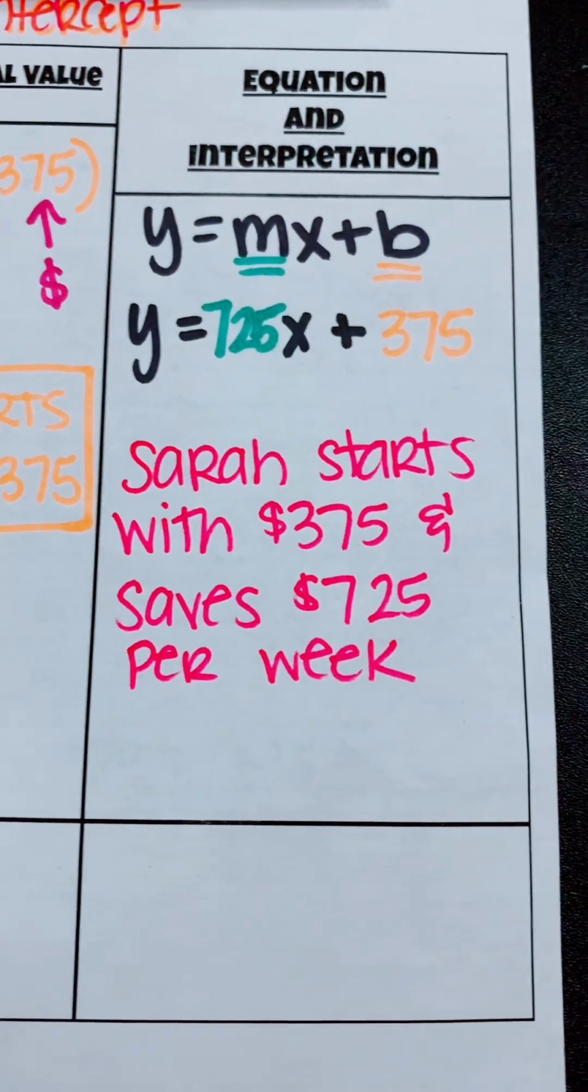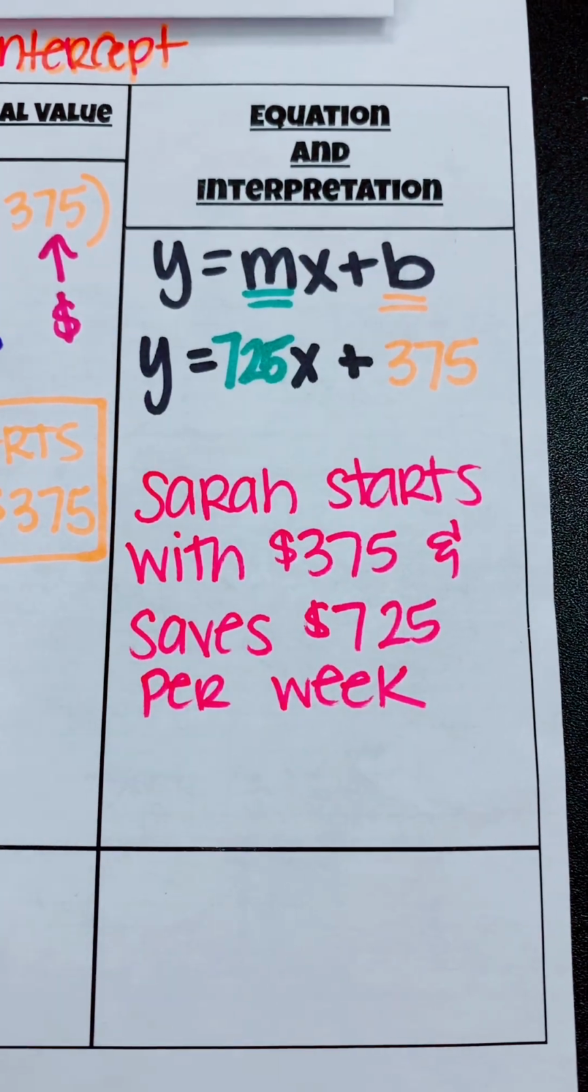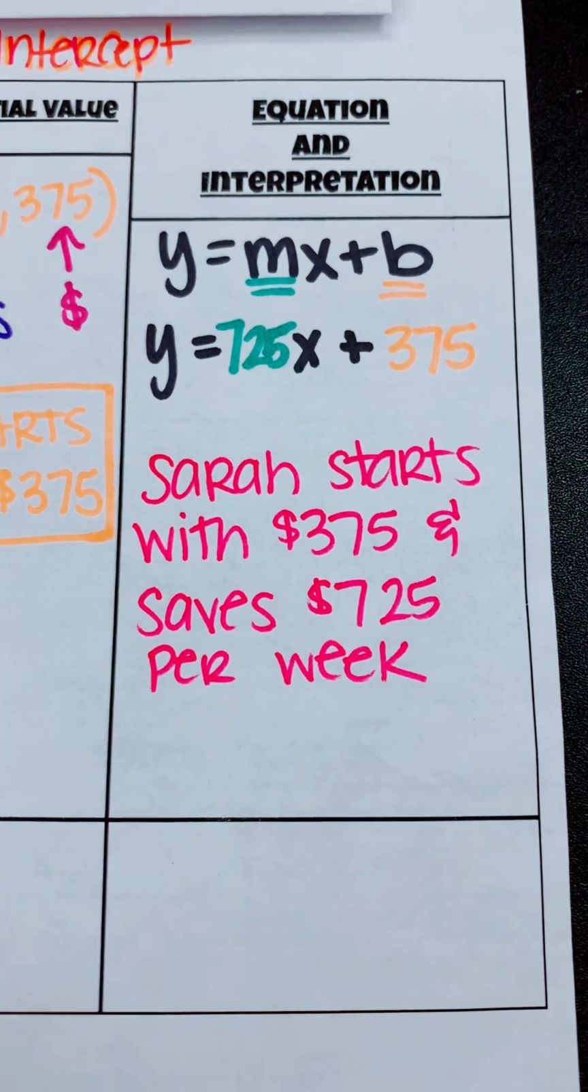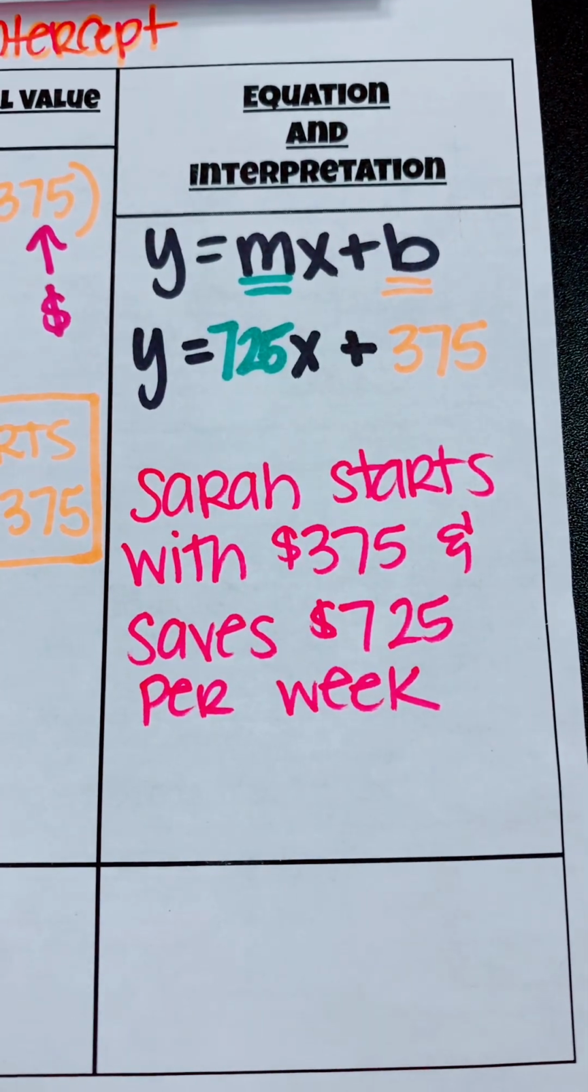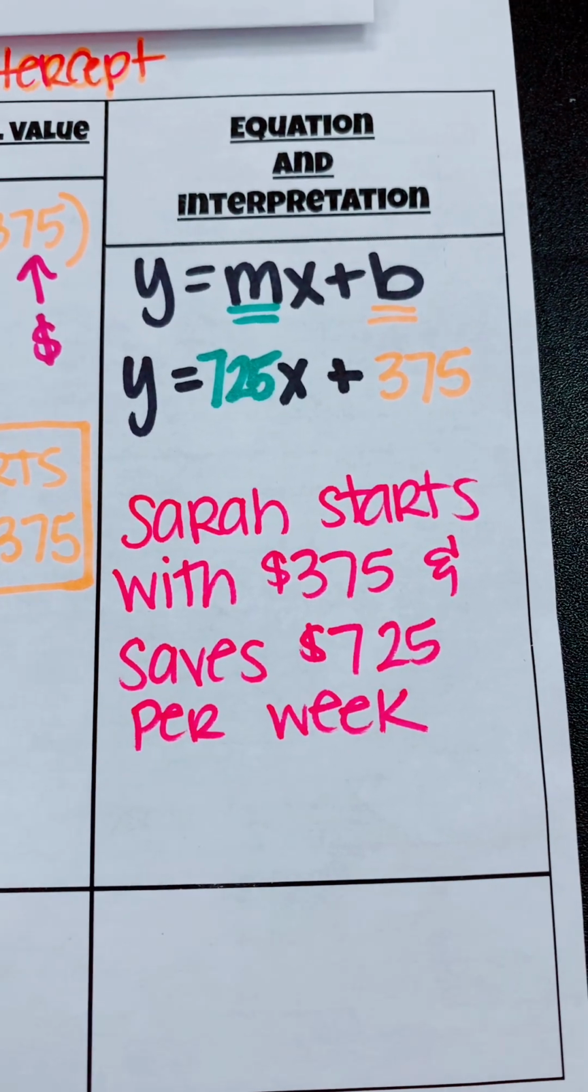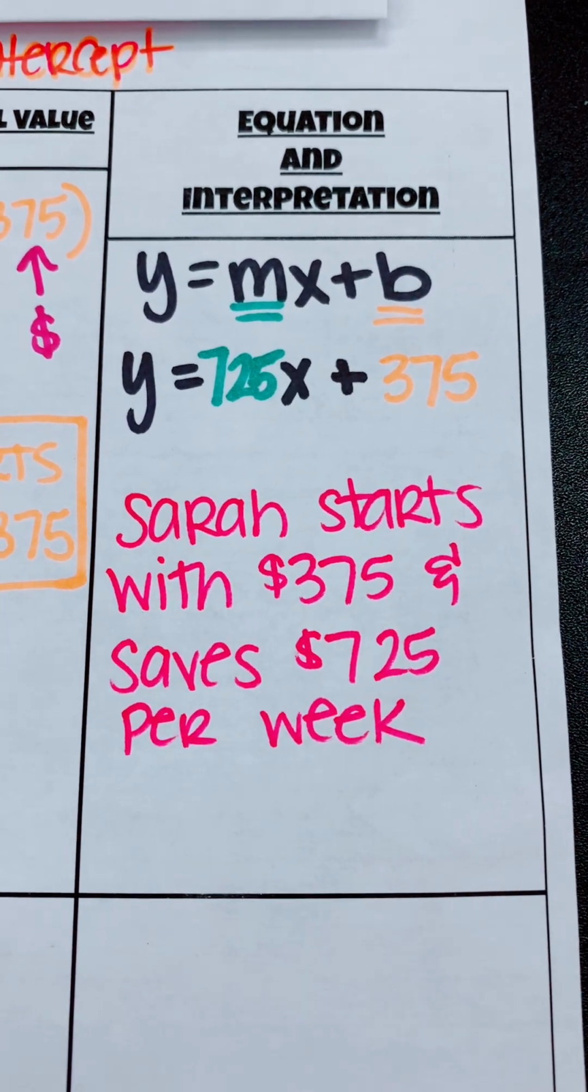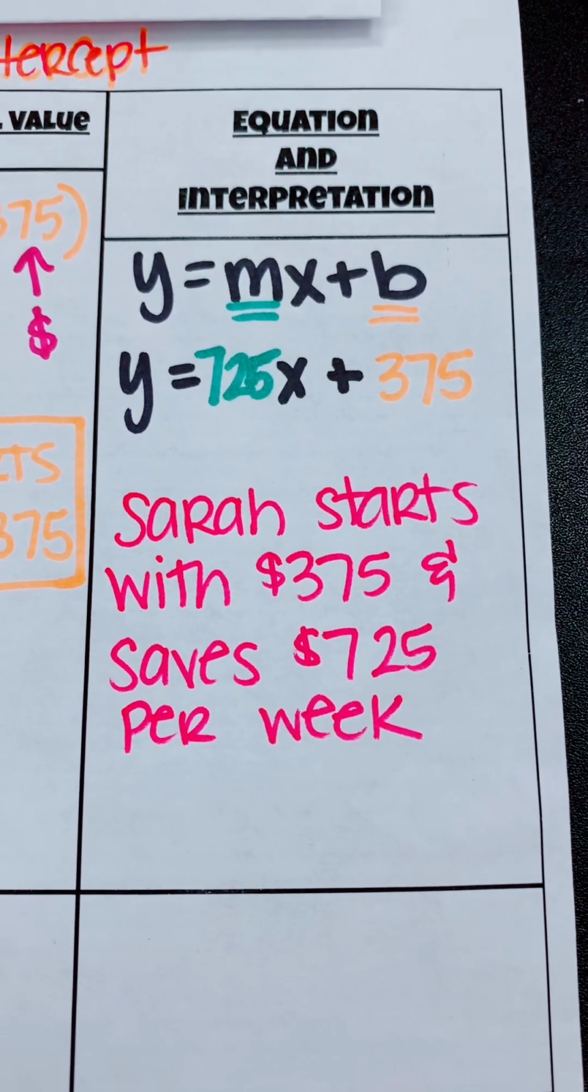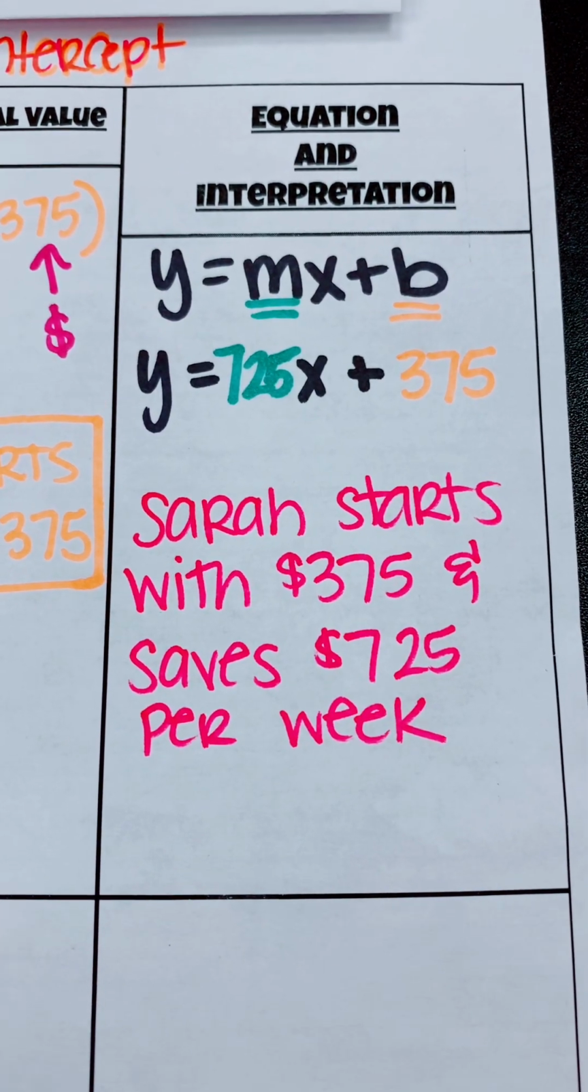To interpret everything, for our final interpretation, we want to put it all into one sentence. That one sentence could look something like this. Sarah starts with $375 in her savings account and saves $725 per week.